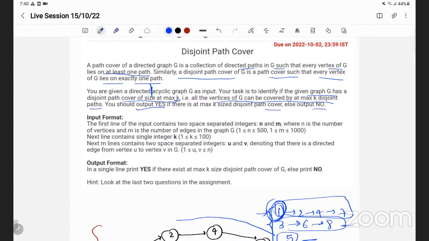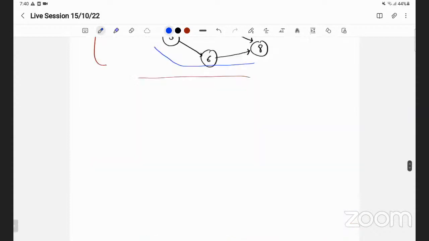Right, now, did anyone come up with a flow structure or would like to explain their approach for solving this problem? It's fine if it's not correct, wrong answers are also fine. You can just go ahead with your approach and we'll solve it together. Anyone? Okay, let me just share my approach.